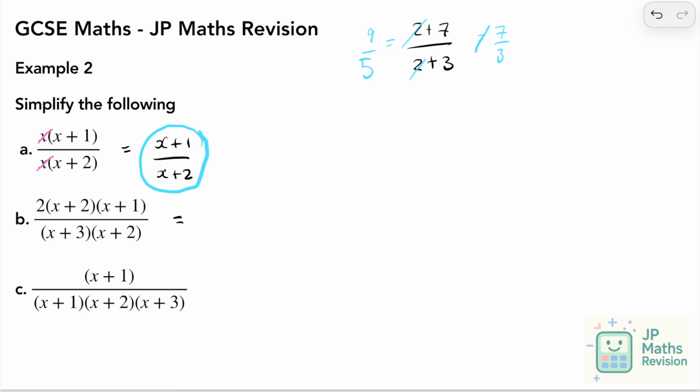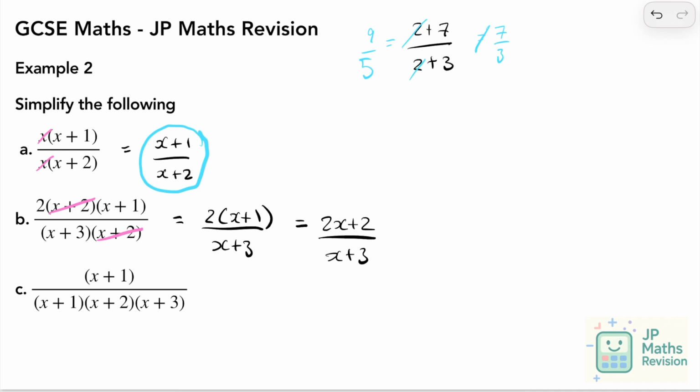This one here, we have 2 bracket x plus 2, x plus 1 over x plus 3, x plus 2. This is very nicely factorised, so we can spot our common factors quite easily. You can see there's an x plus 2 on the top and an x plus 2 on the bottom. So we can cancel out the x plus 2 terms, and we're left with 2 bracket x plus 1 over x plus 3. If we want, just to make it look a bit nicer, we can expand the bracket, so we end up with 2x plus 2 over x plus 3, but that step isn't compulsory.